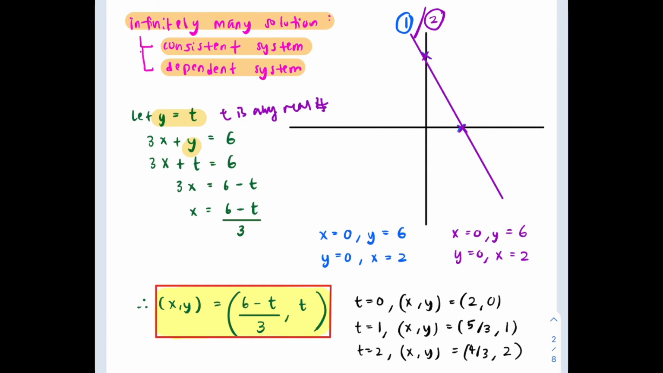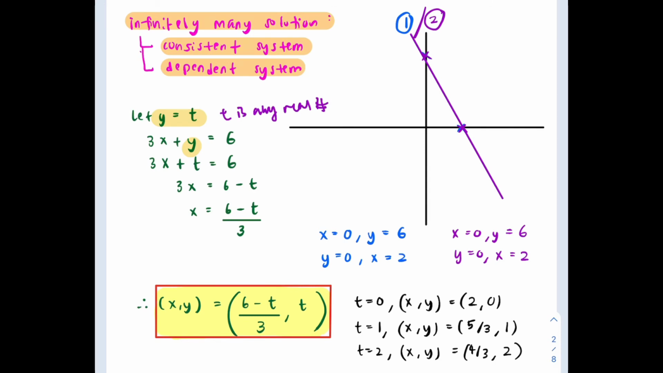You can also take t equal to 1. So the answer is (5/3, 1). Or you can take t equal to 2. So it becomes (4/3, 2). So each and every coordinate here can be the answer to these equations. So we can write our answer (x, y) in terms of coordinates. Your x is (6 minus t) over 3. Your y is equal to t.